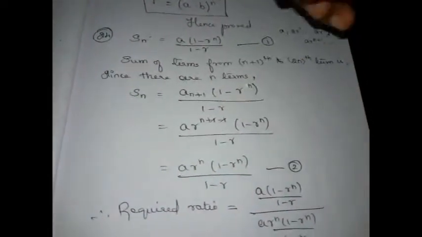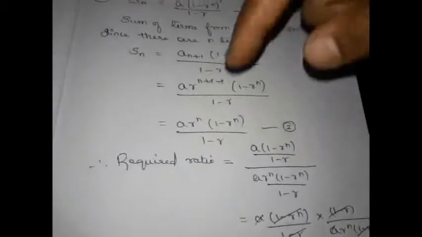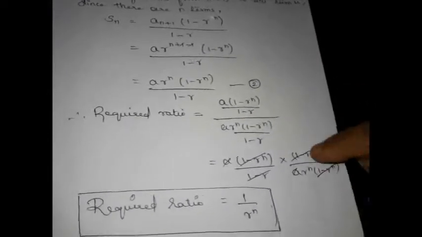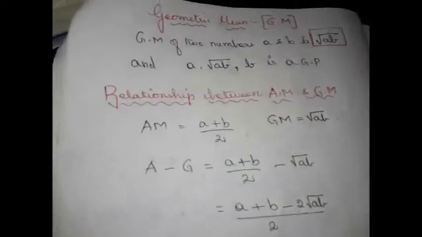Now we need to find the ratio between this and this, right? Therefore the required ratio is this divided by this. So this term will go to the numerator, and common terms will get cancelled. So we got our answer as 1 by r power n. Yes, hope you understood.